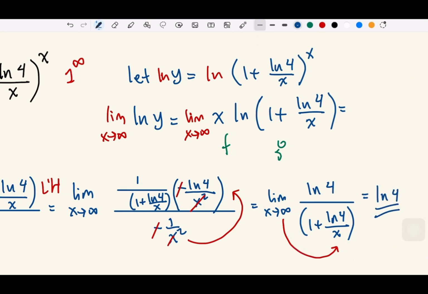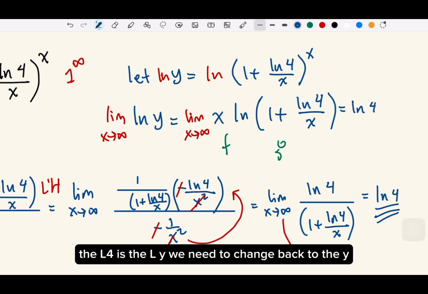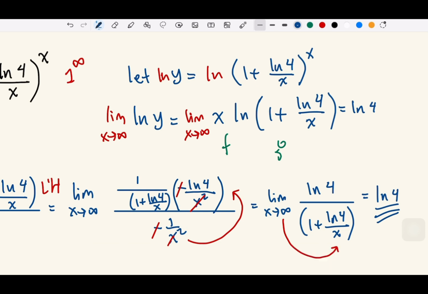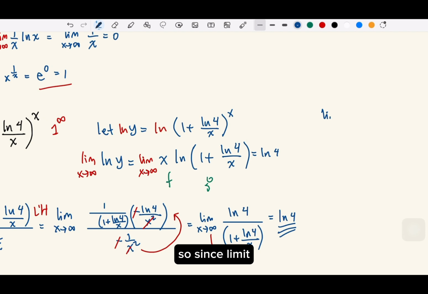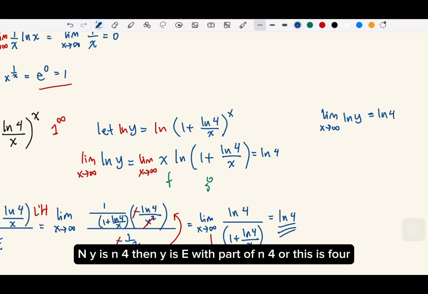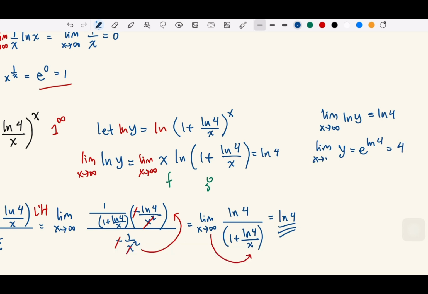But always remember that this ln 4 is the ln y. We need to change back to the y. So we need to get ln 4 into the power of e. Okay? So since the limit of ln y is ln 4, then y is e with power of ln 4, or this is 4. So this will be 4.